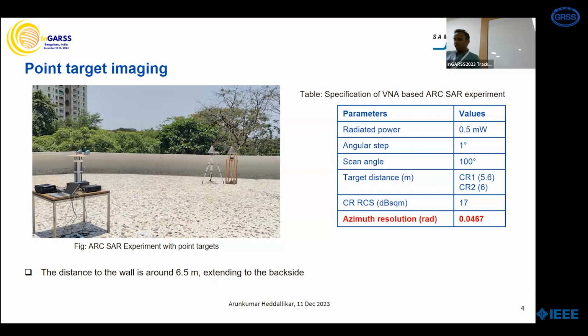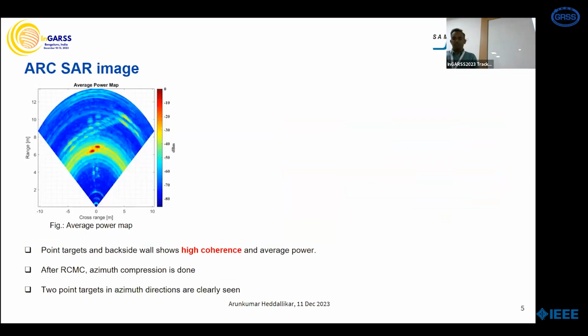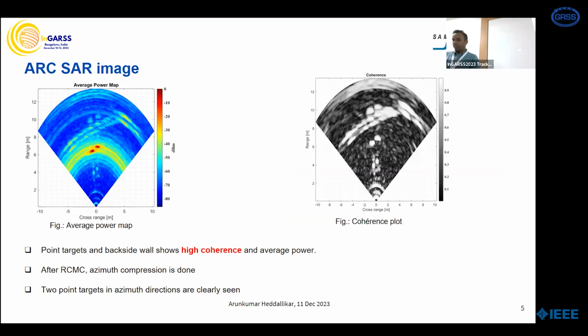Once data are acquired and processed, this is the processed SAR image. Here we have observed range migration. After doing RCMC, we could focus these two point targets, which are separated in both range and azimuth directions. Once these SAR images are acquired, in the next step we compare them. We took two SAR data sets and looked at the coherence plot. Here we can clearly see the wall reflections and these two point targets. Because they have good RCS, we could see better coherence for these areas.